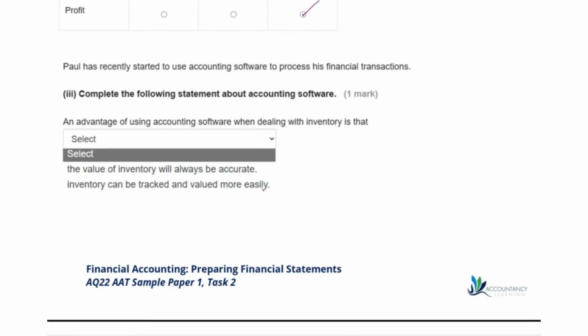Paul has recently started to use accounting software to process his financial transactions. An advantage of using accounting software when dealing with inventory is that the inventory can be tracked and valued more easily. Now, even using accounting software, the value of inventory won't always be accurate, but it does mean that we can track and value it more easily.